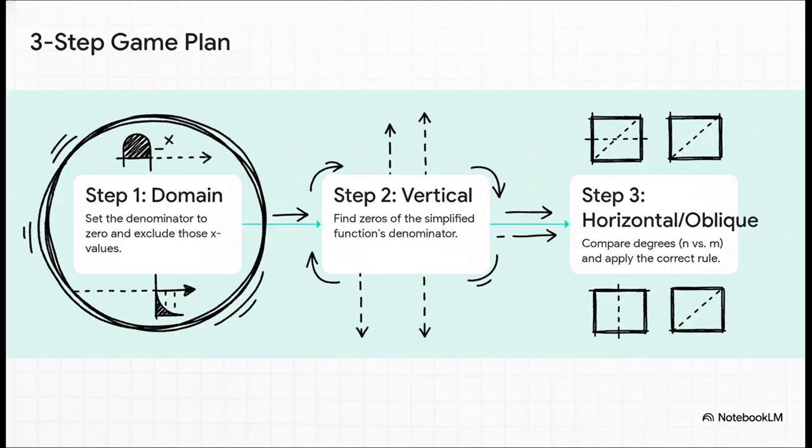Step 2, find the vertical asymptotes. First, simplify the fraction if you can, then set the new denominator to 0. Those answers are your vertical lines. And step 3, find the other asymptotes. Don't solve anything, just compare the degrees. N on top, m on the bottom. Is n smaller, equal, or 1 bigger? Pick the right rule from our cheat sheet and you're golden. That is the entire process.